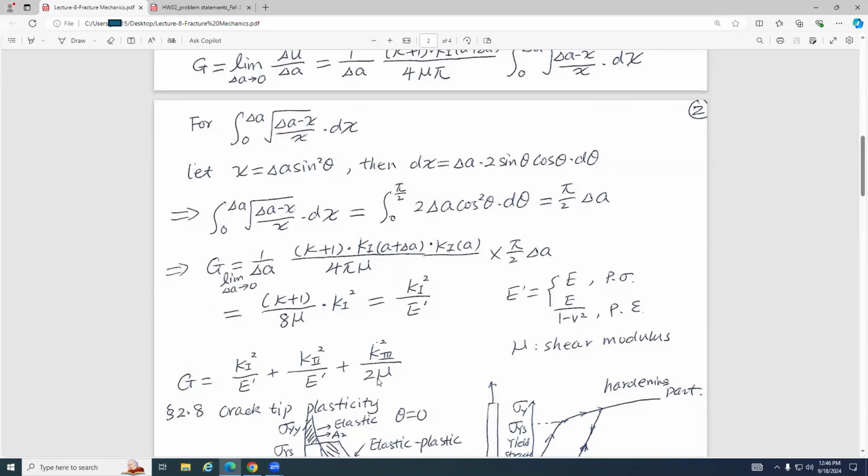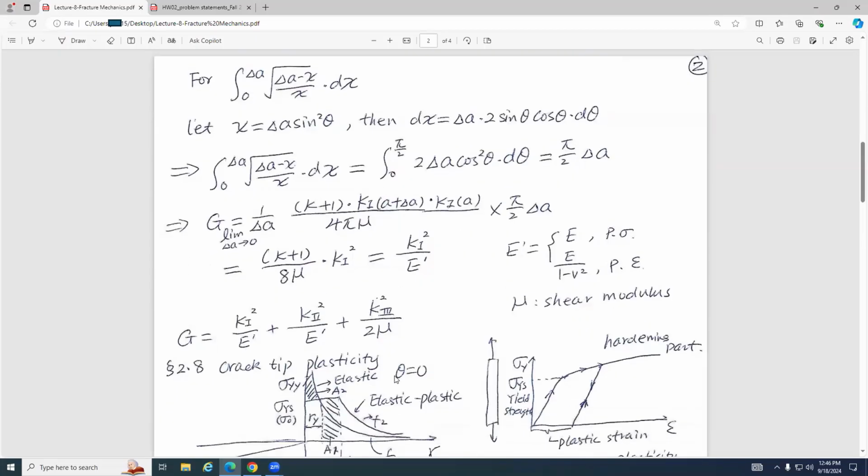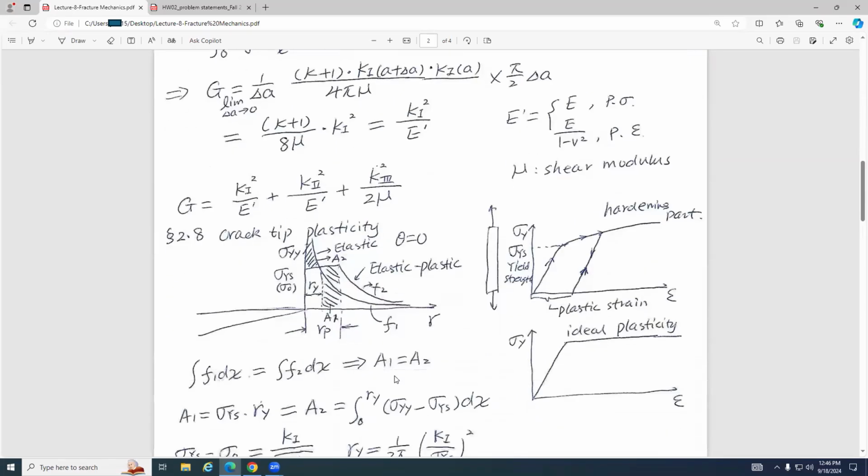I hope you guys, I suggest that you derive this one. After you finish this derivation, you will be an expert in fracture mechanics. You will have a better understanding of this because we know the sigma and we know the displacement. That's very good. And then we talk about the crack tip plasticity.